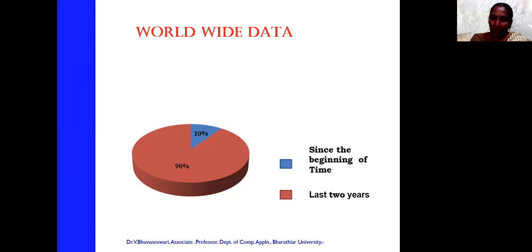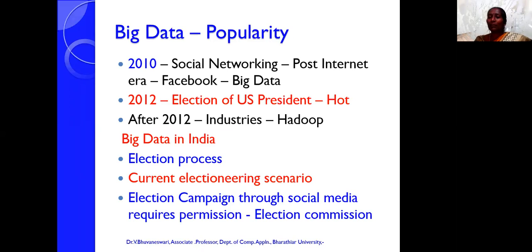What is the scenario in the current time? Now we have come to a very interesting slide on big data popularity. Big data has become so popular only now. Is it popular only because of academia? Not at all. I've seen that big data evolved in 2010 and became popular in 2012. After social networking, we call it the post-internet era. Late 1997 we call the internet era, and 2010 we call post-internet, because without the internet, we couldn't do anything.